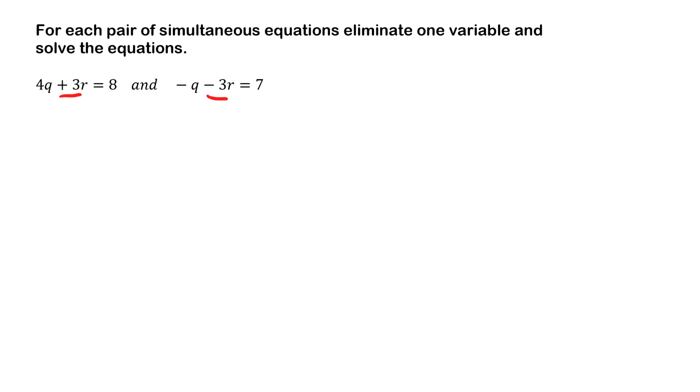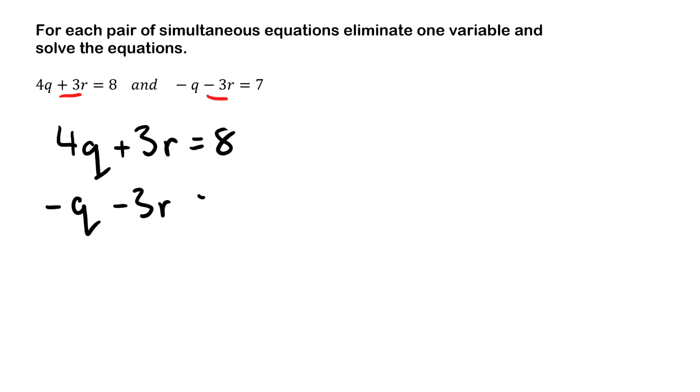What I like to do is write them on top of each other first. So we've got 4q plus 3r equals 8. Down here we have minus q minus 3r equals 7. Try to keep the same variables above and below each other, so the q's are next to each other, the r's are above and below, and then the constants, 8 and 7, are together.